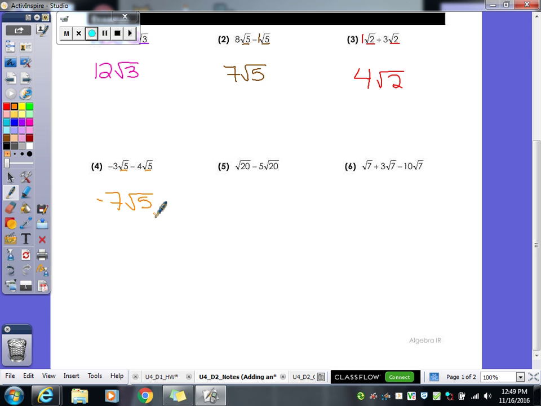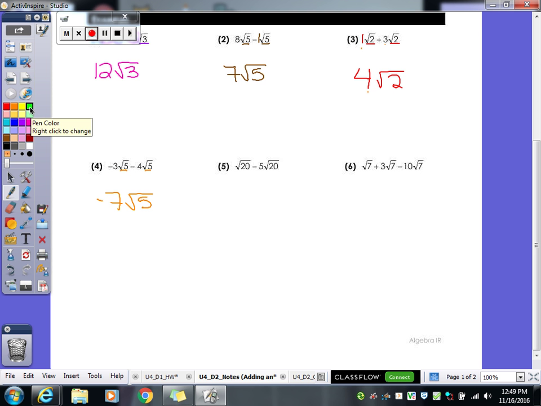Yes, ma'am? Because 1 plus 3 gives me 4. If there's no number in front of the radical, it's always a 1. We just don't always write that 1. Oh, you put an extra subtraction sign in here. It's just negative 3 minus 4. You did minus negative 4.